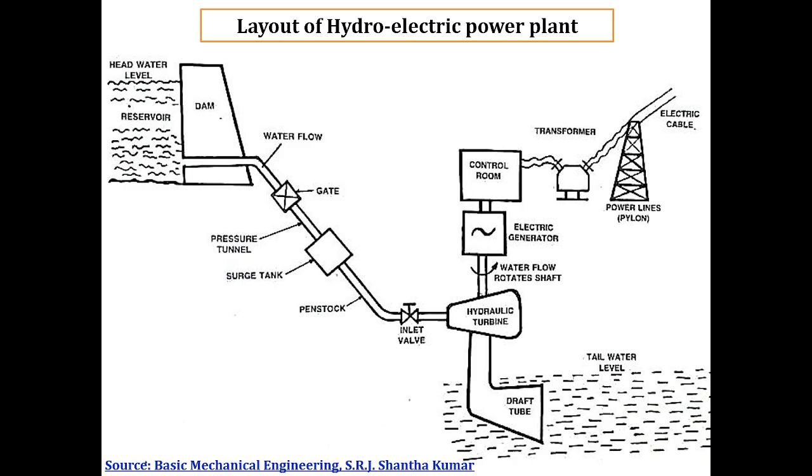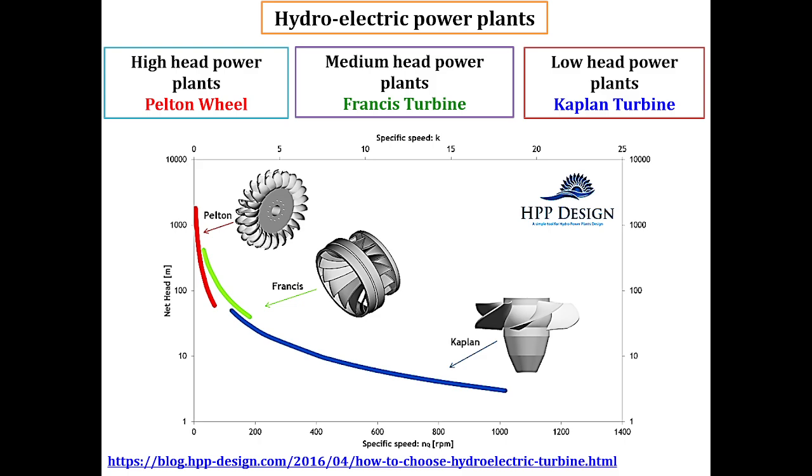Next slide. Types of hydroelectric power plants. Hydroelectric power plants can be classified according to the head of water. The slide identifies three categories. For high head power plants, the turbine used is the Pelton wheel. For medium head power plants, the commonly indicated turbine is the Francis turbine. For low head power plants, the turbine used is the Kaplan turbine.